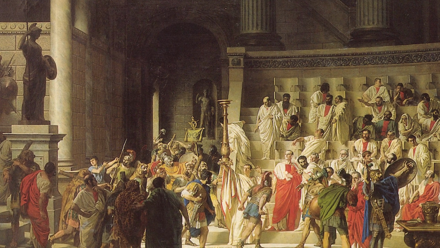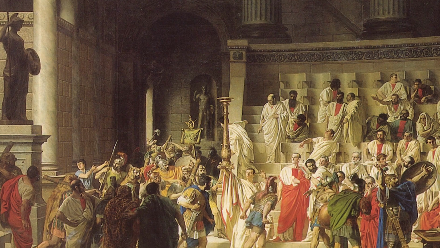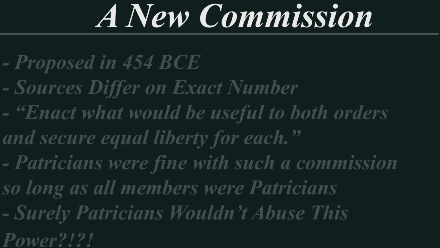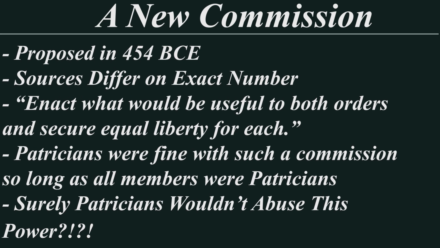Eventually, in 454 BCE, the plebeians finally gave up, and instead pushed for the establishment of a different commission. This commission would be made up of equal numbers of plebeians and patricians. Sources differ on the exact numbers, and would, quote, "enact what would be useful to both orders and secure equal liberty for each," end quote. The patricians responded that they would be fine with that, but that only patricians could serve on such a commission. Surely they could not abuse such a power, right?